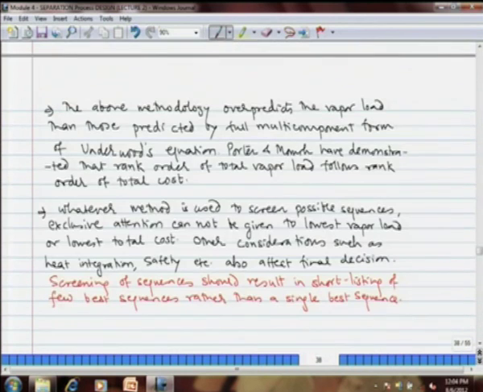Now, one shortcoming of method of Porter and Momo is that it over predicts the vapor load than that predicted from the full multi-component form of Underwood equation. However, Porter and Momo have demonstrated that the rank order of total vapor load follows the rank order of total cost. Okay? That is proven. Also, although quantitative vapor flow rate predicted by Porter and Momo is higher than Underwood's equation, which is a more rigorous method, it has been demonstrated that the total cost follows the total vapor load.